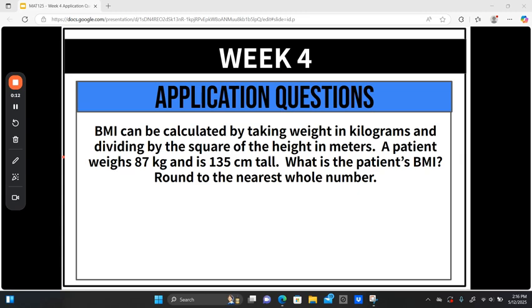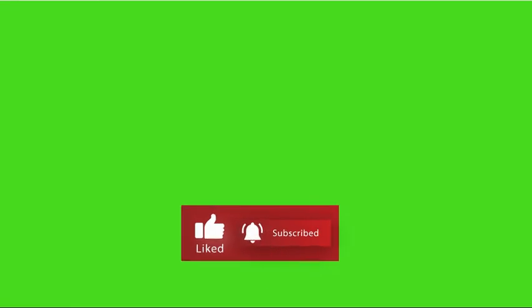It says BMI can be calculated by taking weight in kilograms and dividing by the square of the height in meters. A patient weighs 87 kilograms and is 135 centimeters tall. What is the patient's BMI? Round to the nearest whole number.